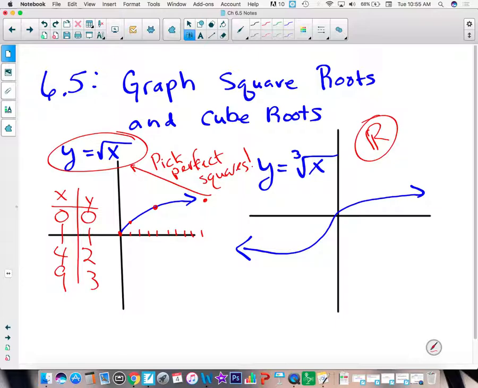Now we might have stuff added or subtracted underneath there, so we have to think about the numbers that will make them perfect cubes. We do negatives for the other. You can't do negatives for this one because it turns into imaginary. But remember, if you have a negative under a square root, it turns into i.